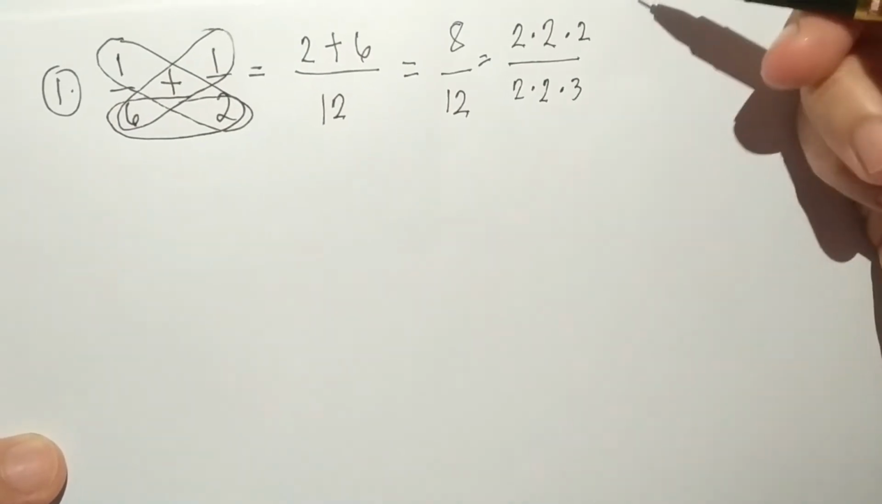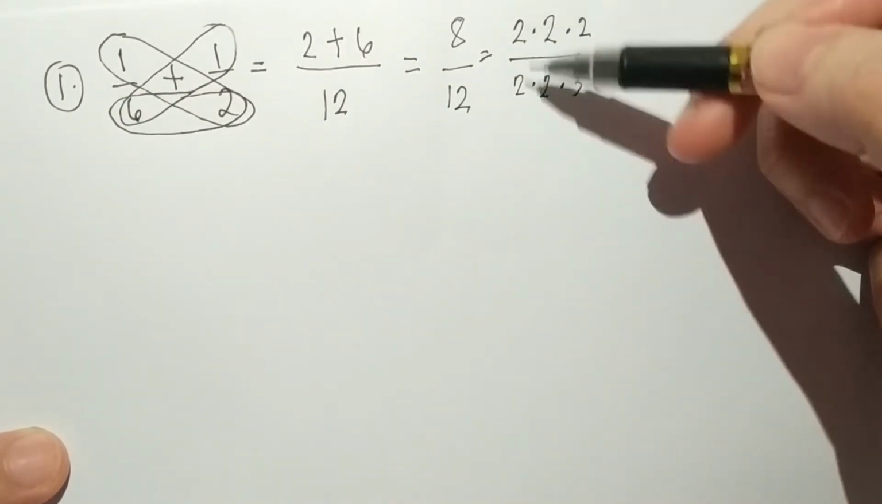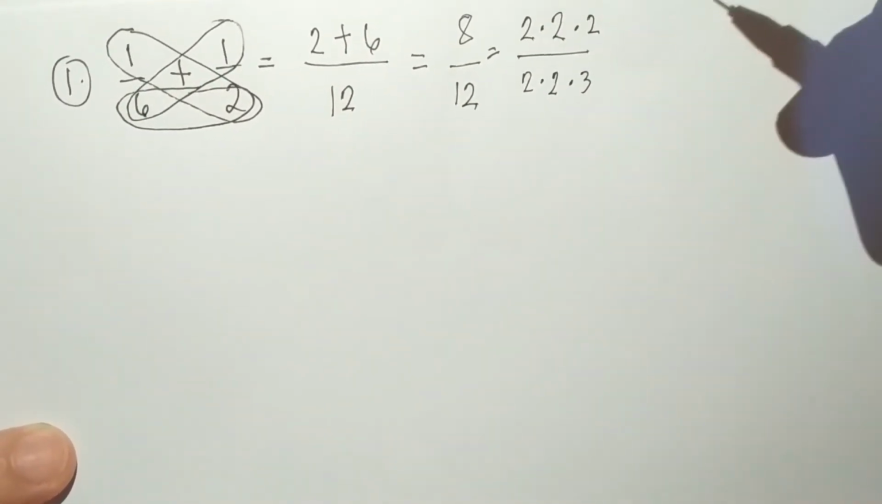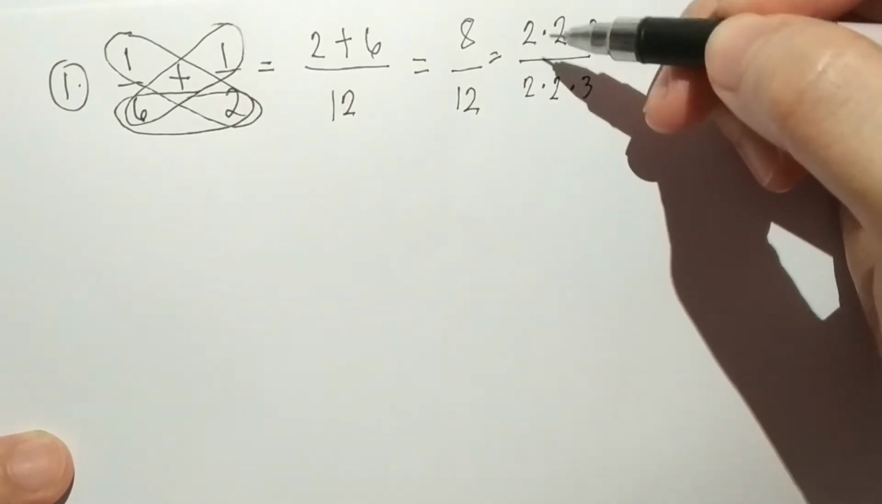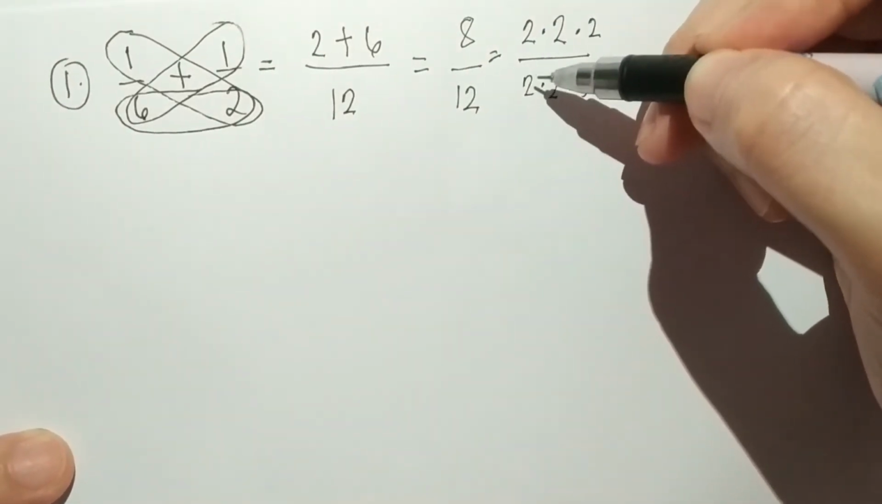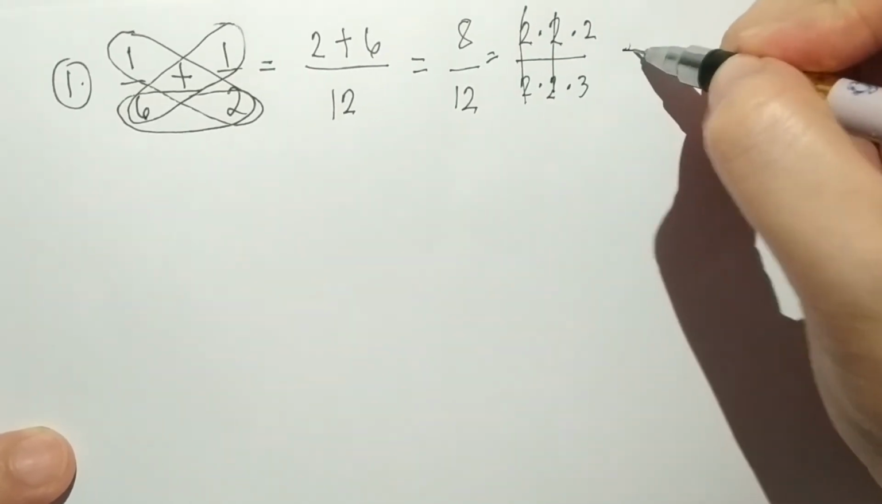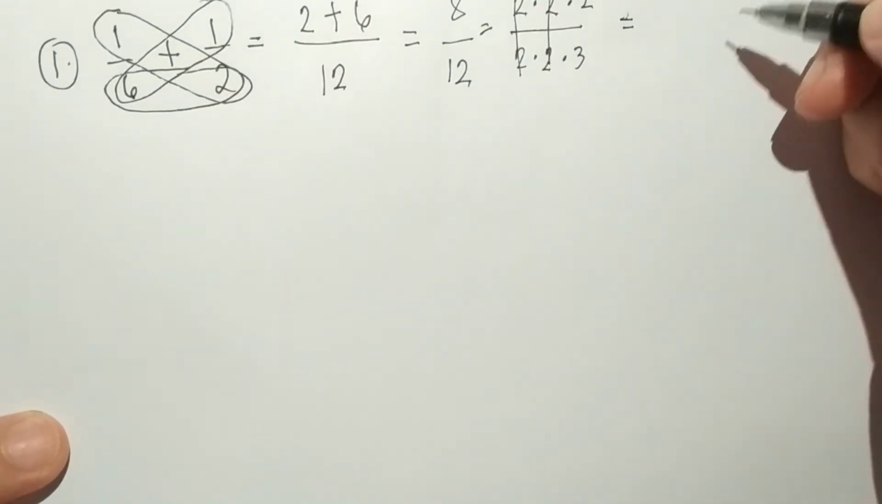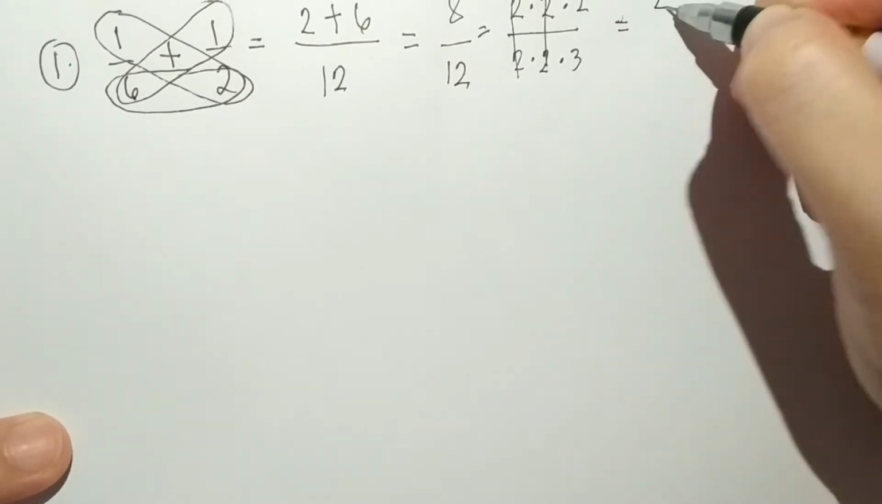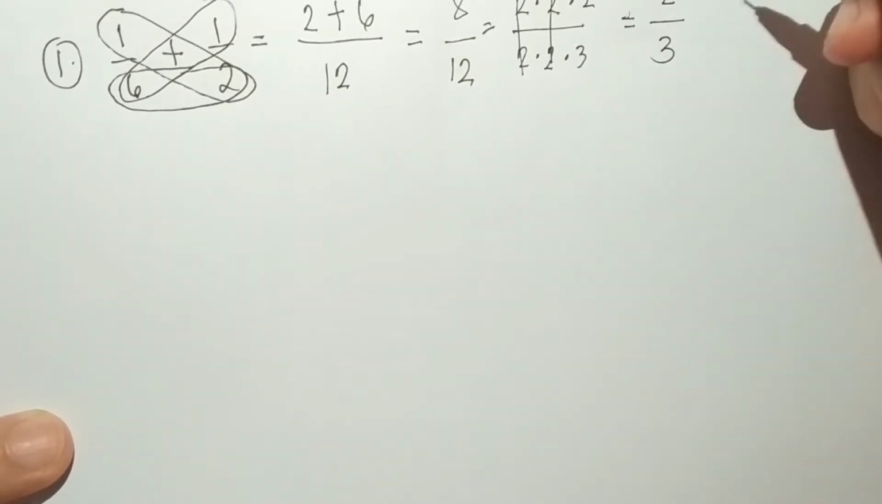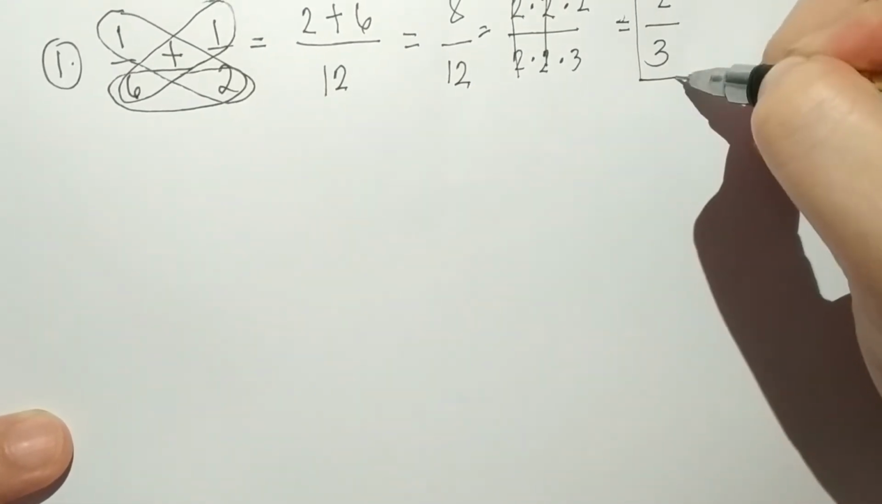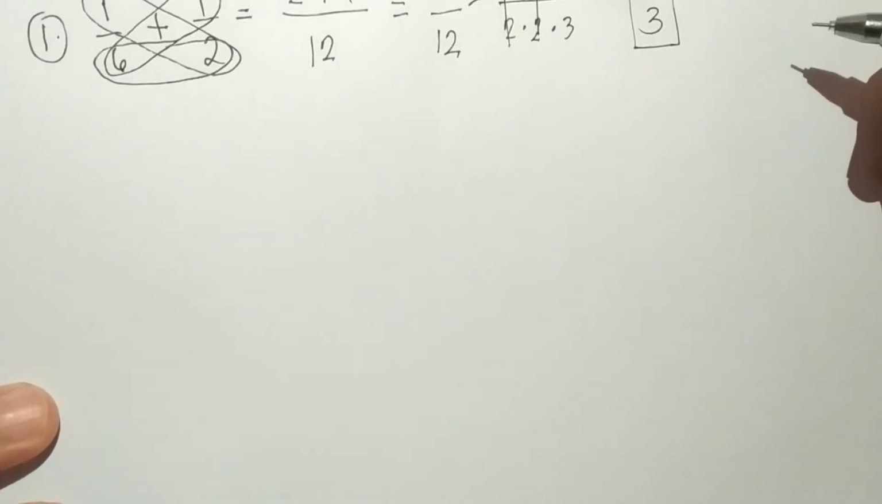Then pagkatapos, ika-cancel lang natin o tatanggalin natin yung mga common factors nila from the numerator then dun sa denominator. Which is yung 2 and then yung 2. Then yung mga natira, i-rewrite lang natin. So we have 2 over 3. Okay, so this is our final answer.